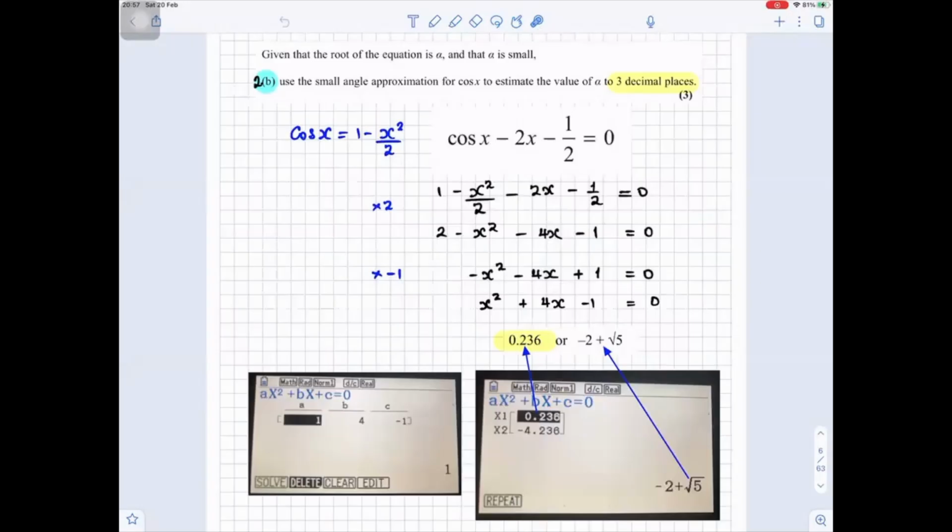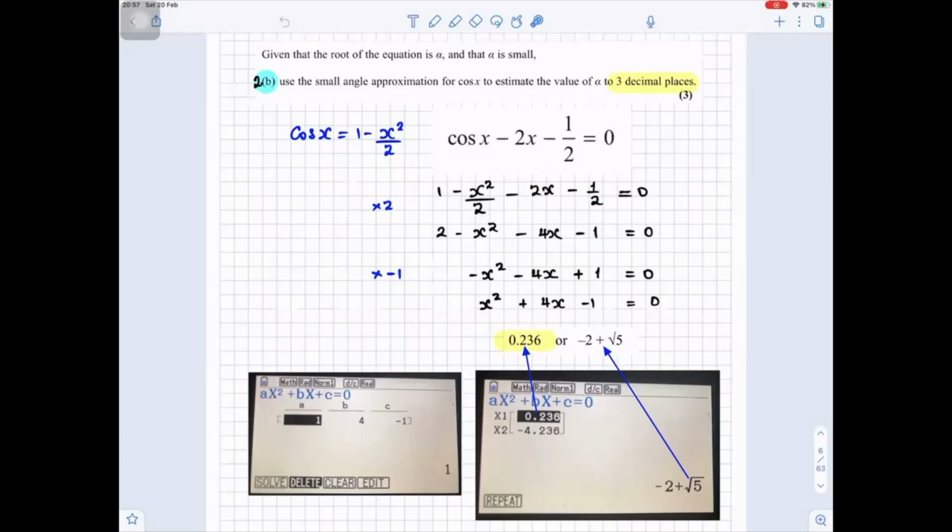Now you replace cos x with 1 minus x squared over 2. That comes from the formula book for small angle approximation. 2x stays the same, minus a half stays the same, 0 stays the same. Now, to get rid of the 2 in the denominator, you times everything by 2. So 2 times 1 will give you 2. 2 times this one will cancel with that 2. 2 times 2x will be 4x. 2 times a half would be 1.